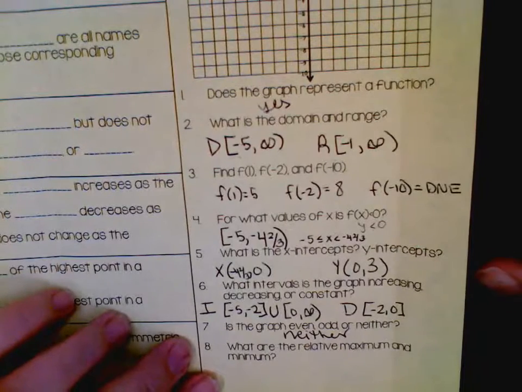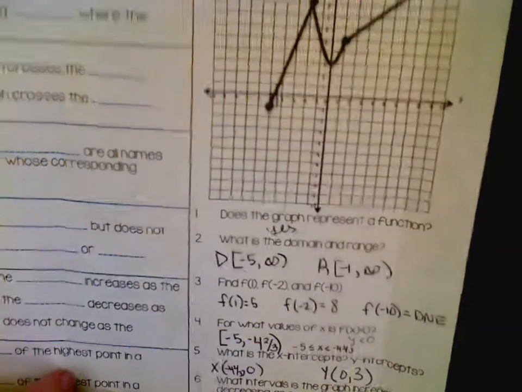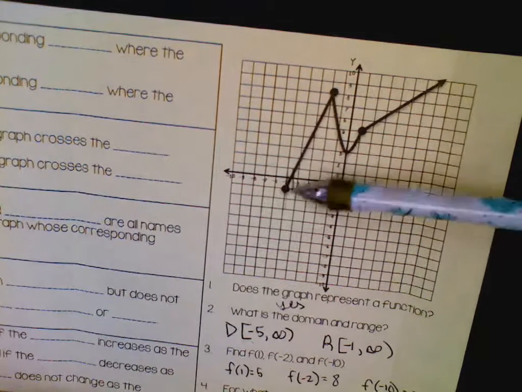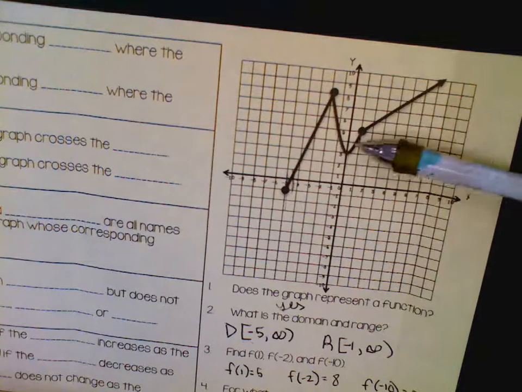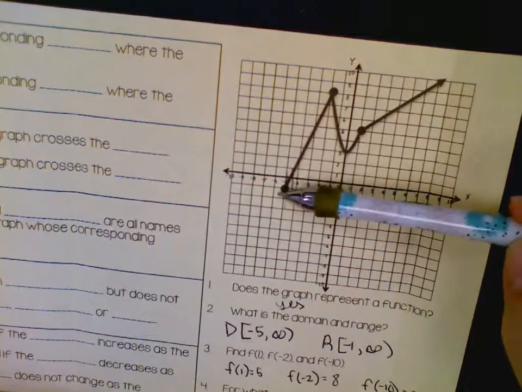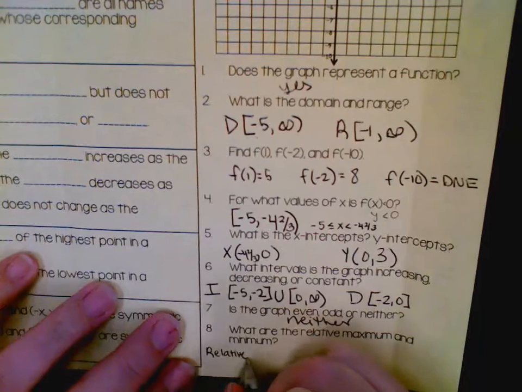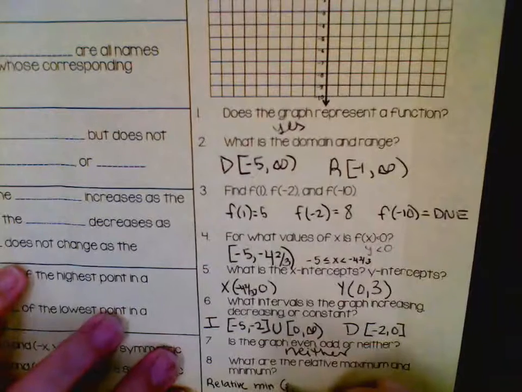What are the max and min, the relative max and min? Okay, so this is where we're going to talk about absolute max and min too, because it has an absolute minimum. Is there a lowest point on the graph and the graph will never go below it? Yes, right here. So we have an absolute minimum. But is there another low point? Yep, this one. So this is the relative minimum and this is the absolute minimum. Okay, so relative min would be that point right here at (0, 3).